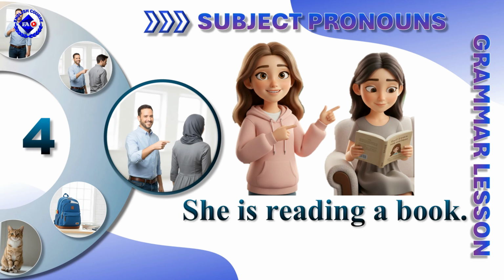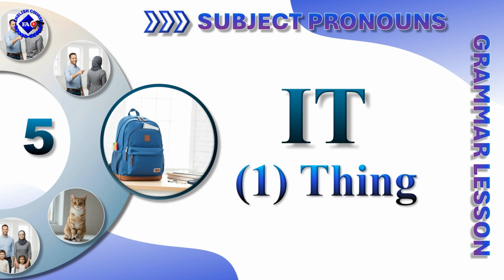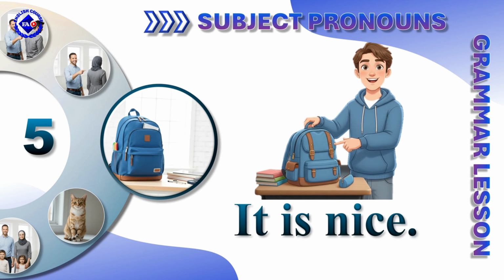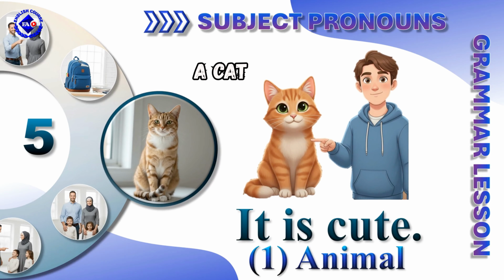English is very organized. For one thing or one animal, we use it. It's the perfect word for everything that isn't a person. Example: this is my bag. It's nice. This is a cat. It's cute.